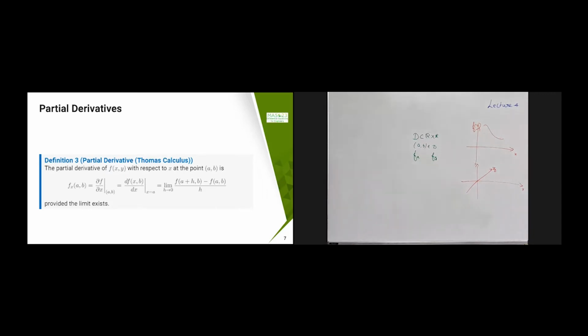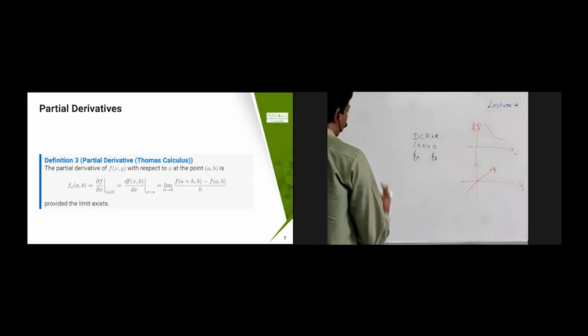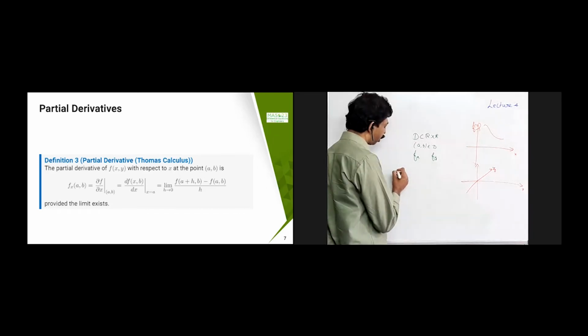As I mentioned already, once I am defining the partial derivative with respect to x, you have to keep your b as constant. Means you are going to cut it using the plane y equal to b, and then we are going to find that. So in that case, I am going to define it this way: fx at a comma b.